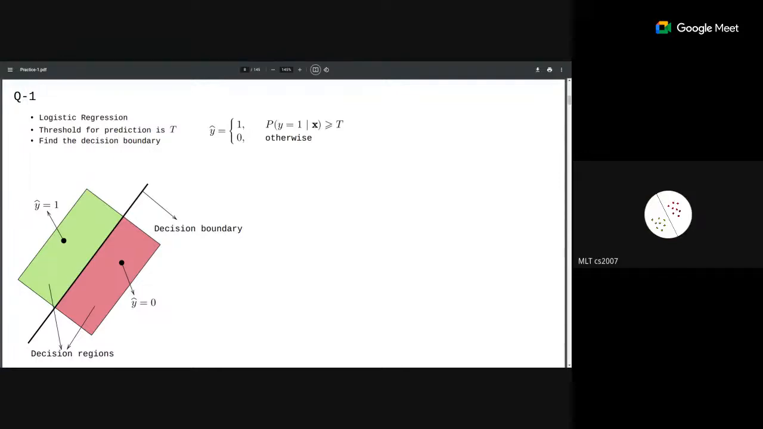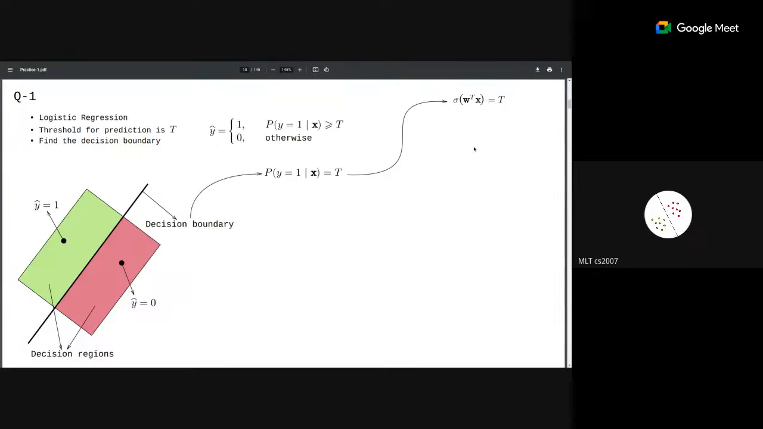So is it sigma of x, assuming sigma is the sigmoid function, or something else? It's sigma of W transpose x. Correct. So we are trying to find the probability of y equal to 1 given x, and that is sigma of W transpose x. This is what you have to compute if you want to find the decision boundary.